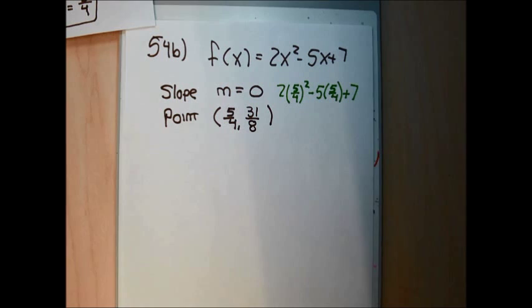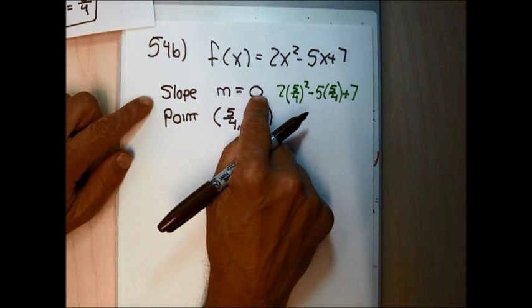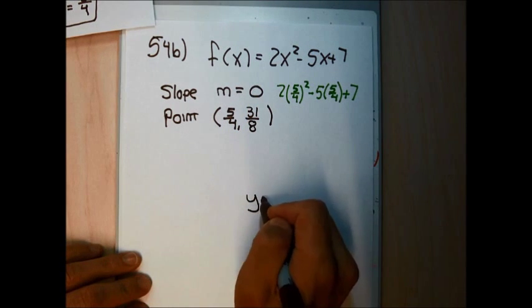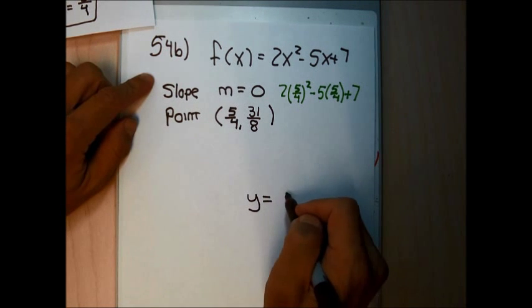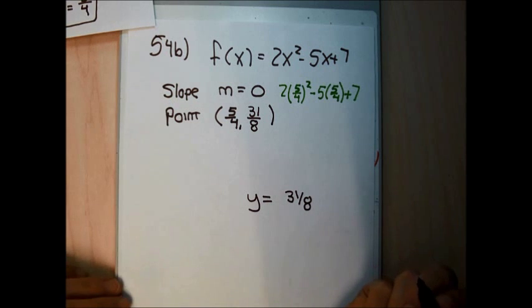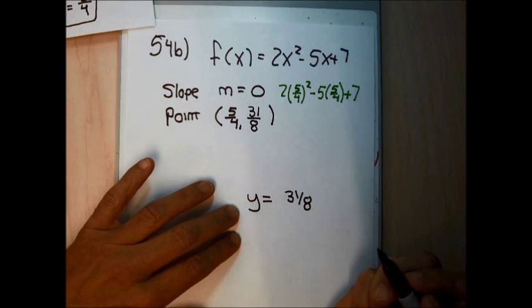If I was clever, I could write down my answer to part B without really doing any more work, because anytime the slope of a line is 0, the equation of the line that passes through the point with the slope is going to be y equals the y-coordinate of the point. I'll go ahead and do the algebra so you can see that this shortcut works.